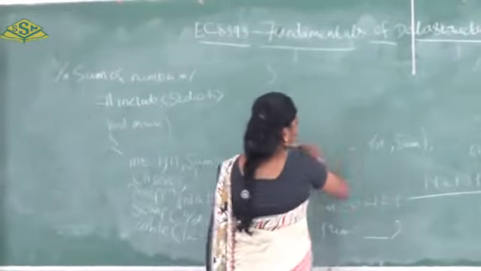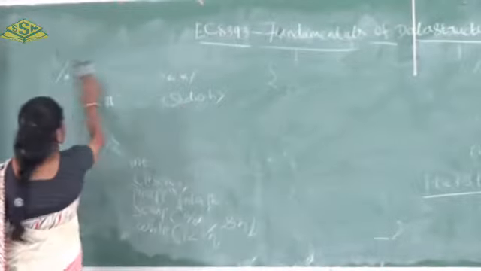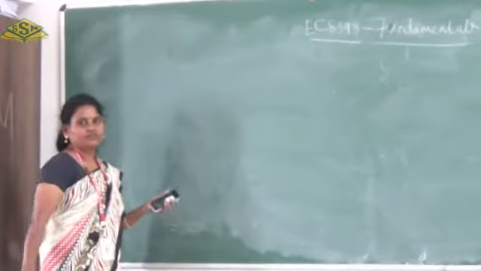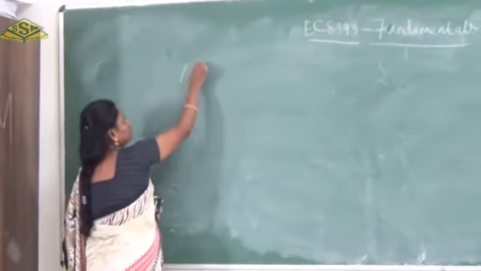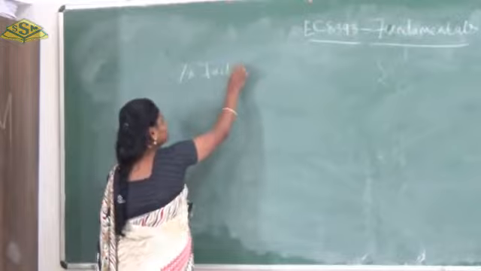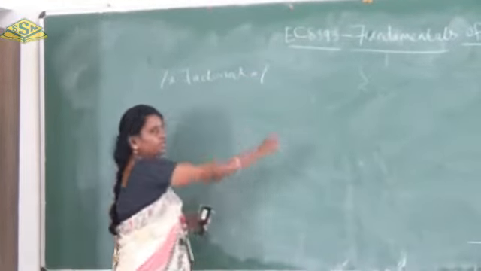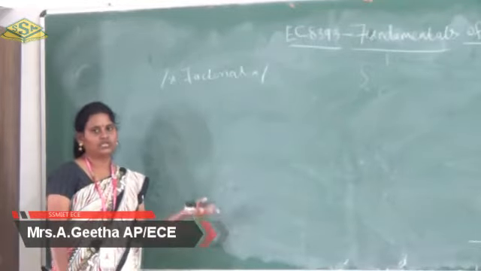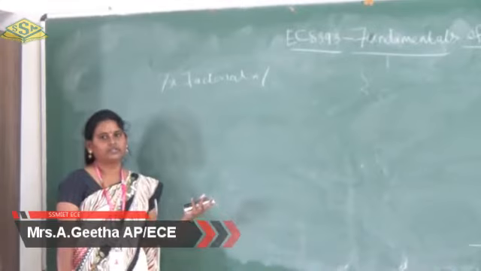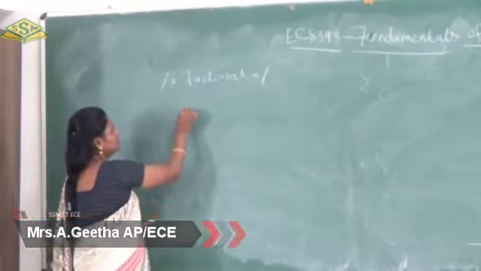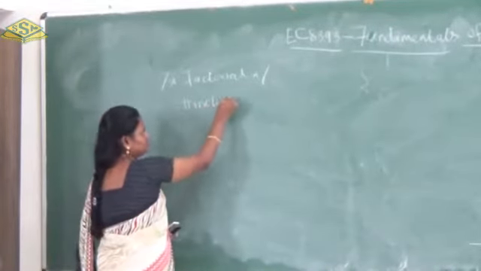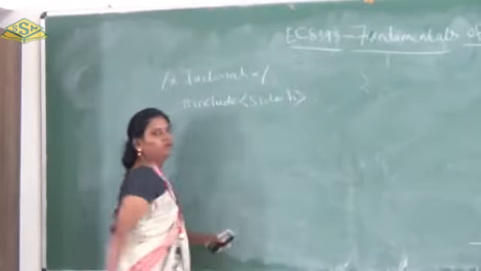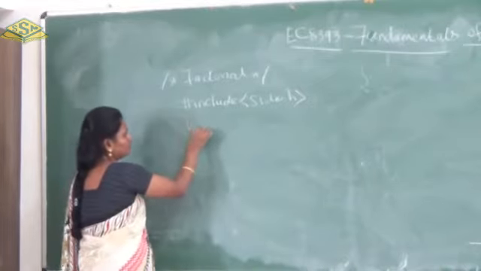Then we can see the program for finding the factorial of a given number. I have included factorial of a given number. It has the formula fact is equal to fact star i. As usual, include the header files stdio.h as well as conio.h. Then void main.